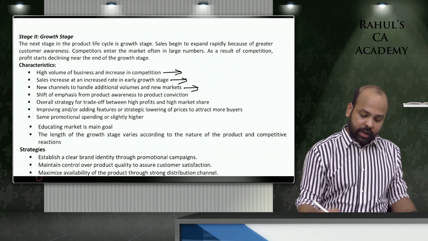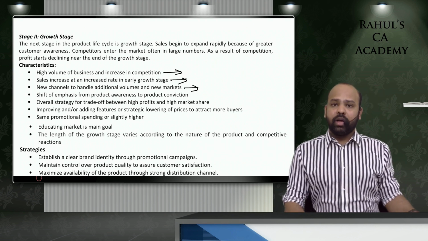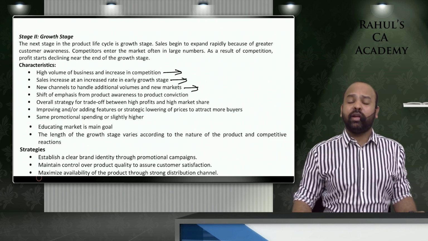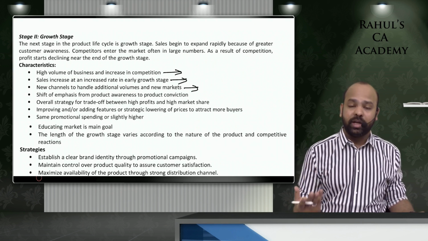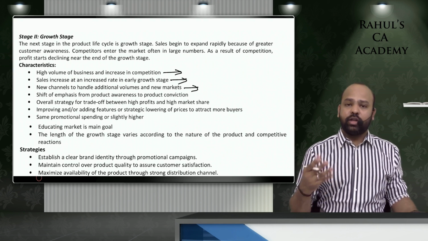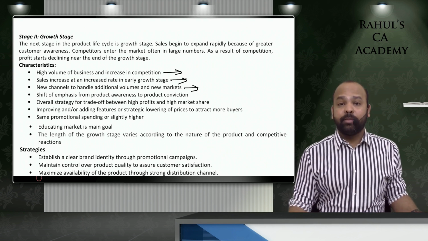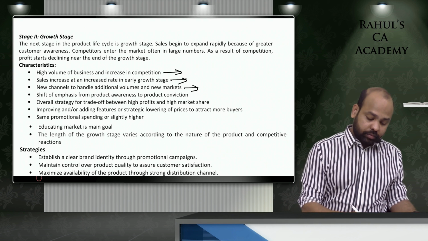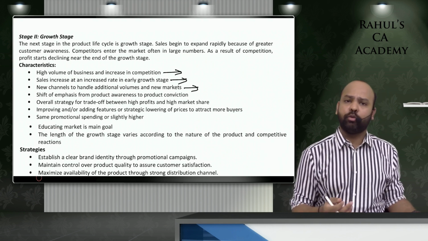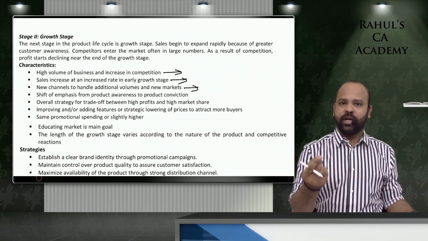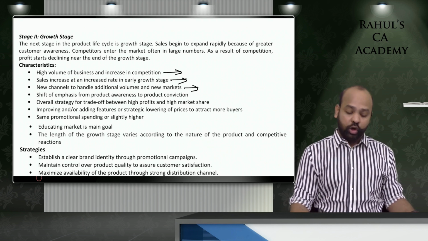New channels to handle additional volumes and new markets. One place, beta, was purely online. Now it has entered into brick and mortar. As the sales are continuously increasing, guys, they want more visibility. They want more service centers. So that is why they are now putting up so many brick and mortar sales. Brick and mortar matlab, beta, ye offline stores. You see, beta, OnePlus stores are coming up all across the city. So new channels, beta, distribution channels to handle additional volumes, guys.